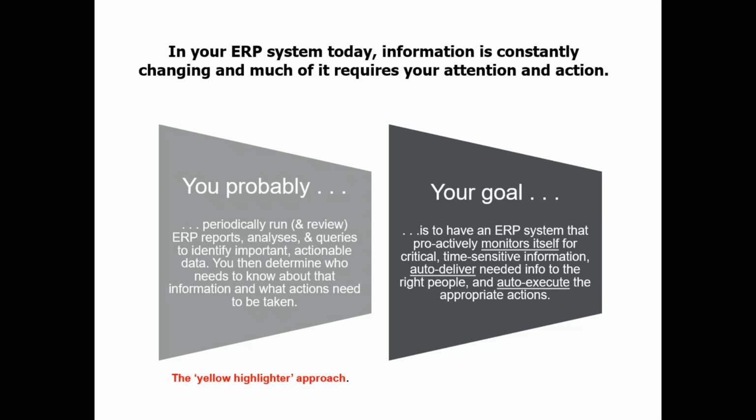What we're really talking about here is moving from what I like to term the yellow highlighter approach, and we all know what that is. Someone dumps a report on our desk and we take out our yellow highlighter pen, start paging through that report one page at a time to highlight just those items in the report that require our attention. We're talking about moving from that approach to a data-driven approach where the actual data conditions, activities, and thresholds in your Sage 100 system automatically trigger the appropriate actions and responses.